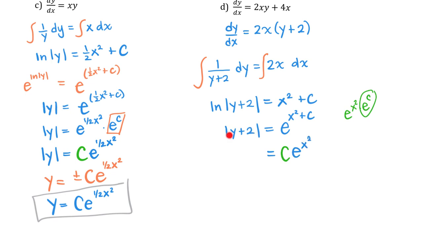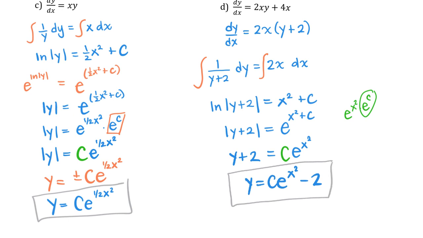Now I have the absolute value of y plus 2, and it has to equal this, which has to be positive, which it is. But y plus 2 could be positive or negative. Because of this random constant in the front, putting a plus or minus here is redundant, or just unnecessary. So I'm going to say y plus 2 equals this, and the c is absorbing the plus minus situation. Let me subtract the 2. And then this is y equals c e to the x squared, and then minus 2.